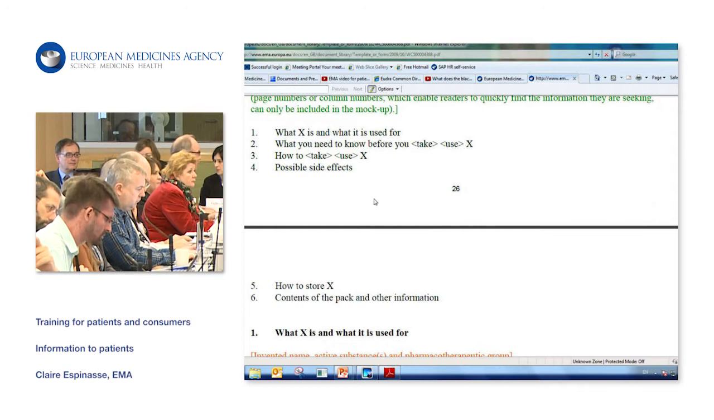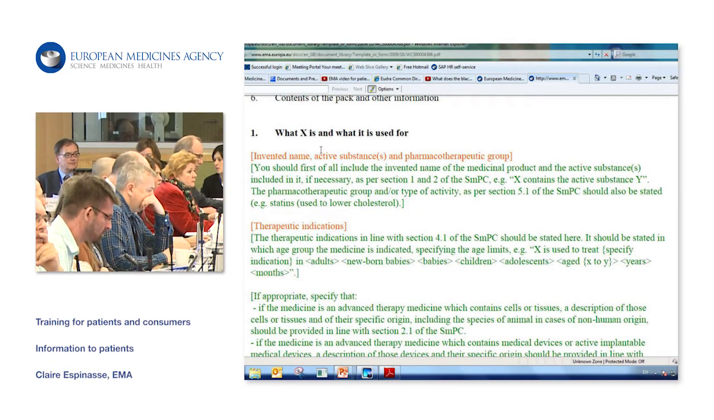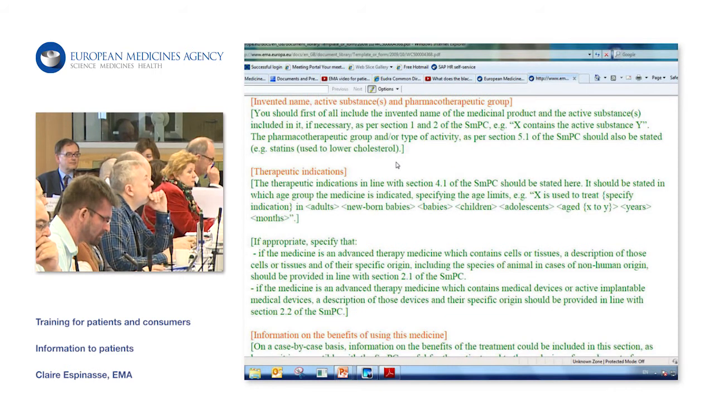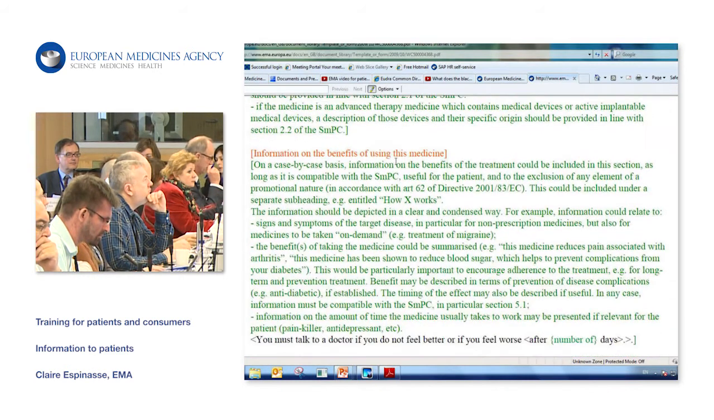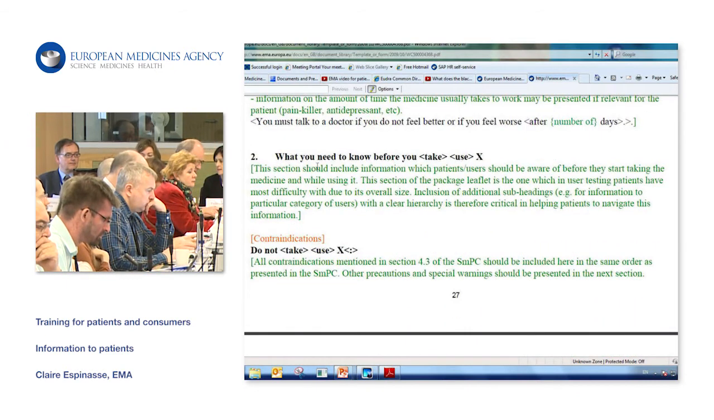Then you have the content listing with the main sections. It starts with what the medicine is and what it is used for. Basically, it will give some information about the therapeutic indication of the medicine, maybe a bit of the mechanism of action. Also, this section is a good opportunity to include some information on the benefits of using this medicine.